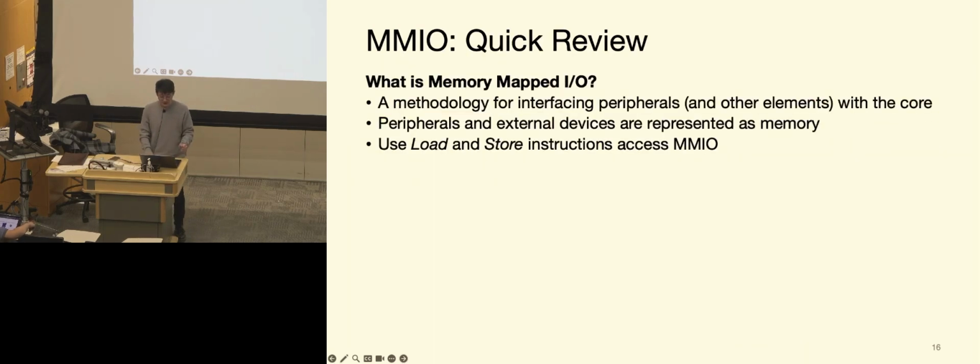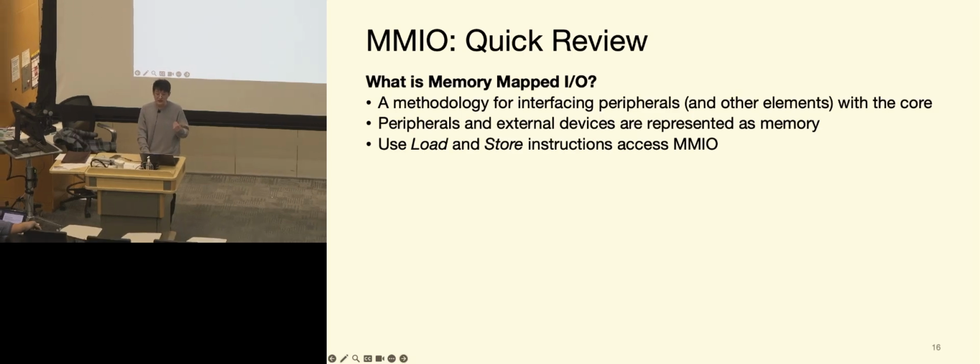Okay, so a quick review of the MMIO, hopefully it's a pretty straightforward mapping so far. Basically, it's a method for interacting with different peripherals and other elements with the core: SRAM, the flash, also different types of external devices, etc. All those, including peripherals and external devices, are represented just like memories, just like SRAM and flash. The core will be using the same instructions to access the entire MMIO map, the store and load.